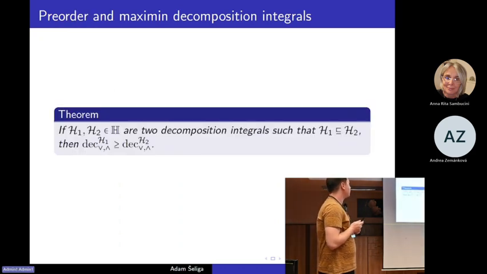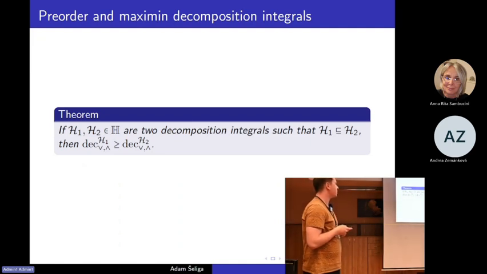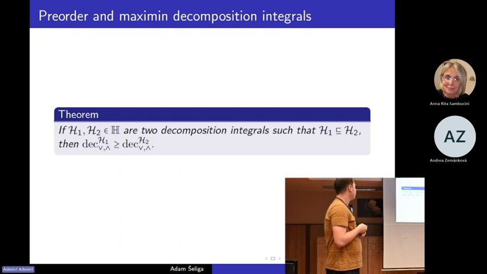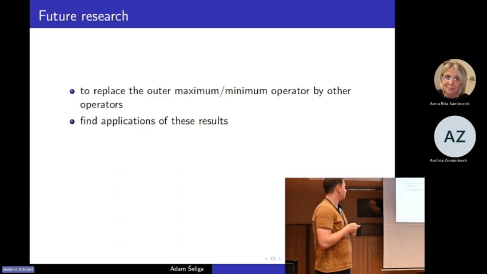And the last thing is that the preorder and maximum decomposition integrals are related in the following way. If we have two decomposition systems such that the first one is less or equal to the second one, then the inequality sign is reversed in the case of maximum decomposition integrals.